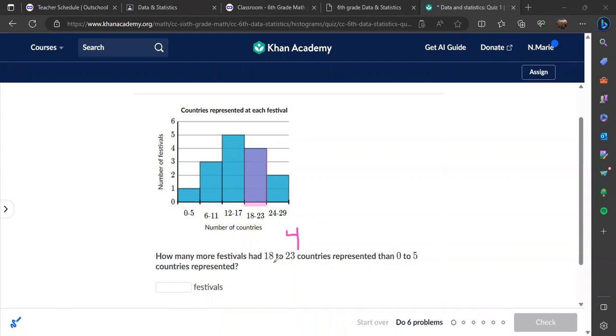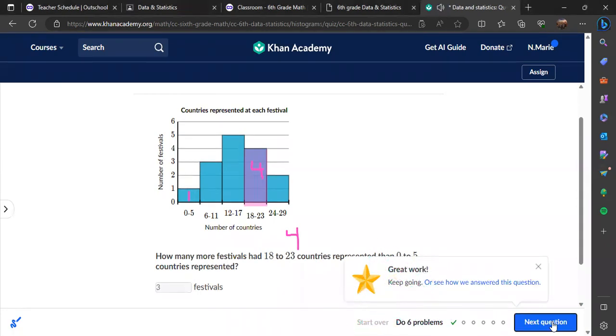How many more festivals had 18 to 23 countries represented than 0 to 5 countries? And this is 1, right? So this is at 4, and 0 to 5 here is at 1. So you can see there were 3 more festivals. And that's how you would read the histogram.